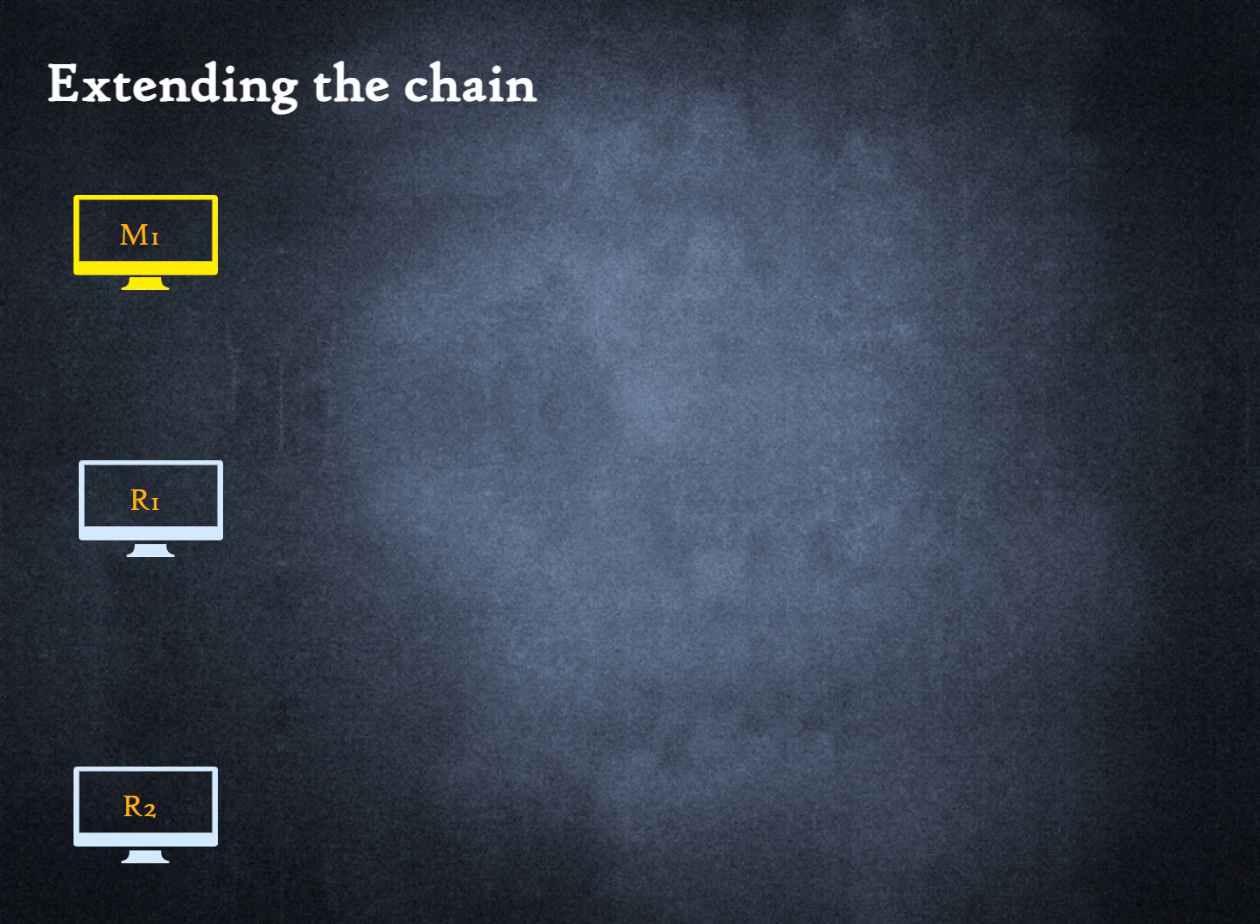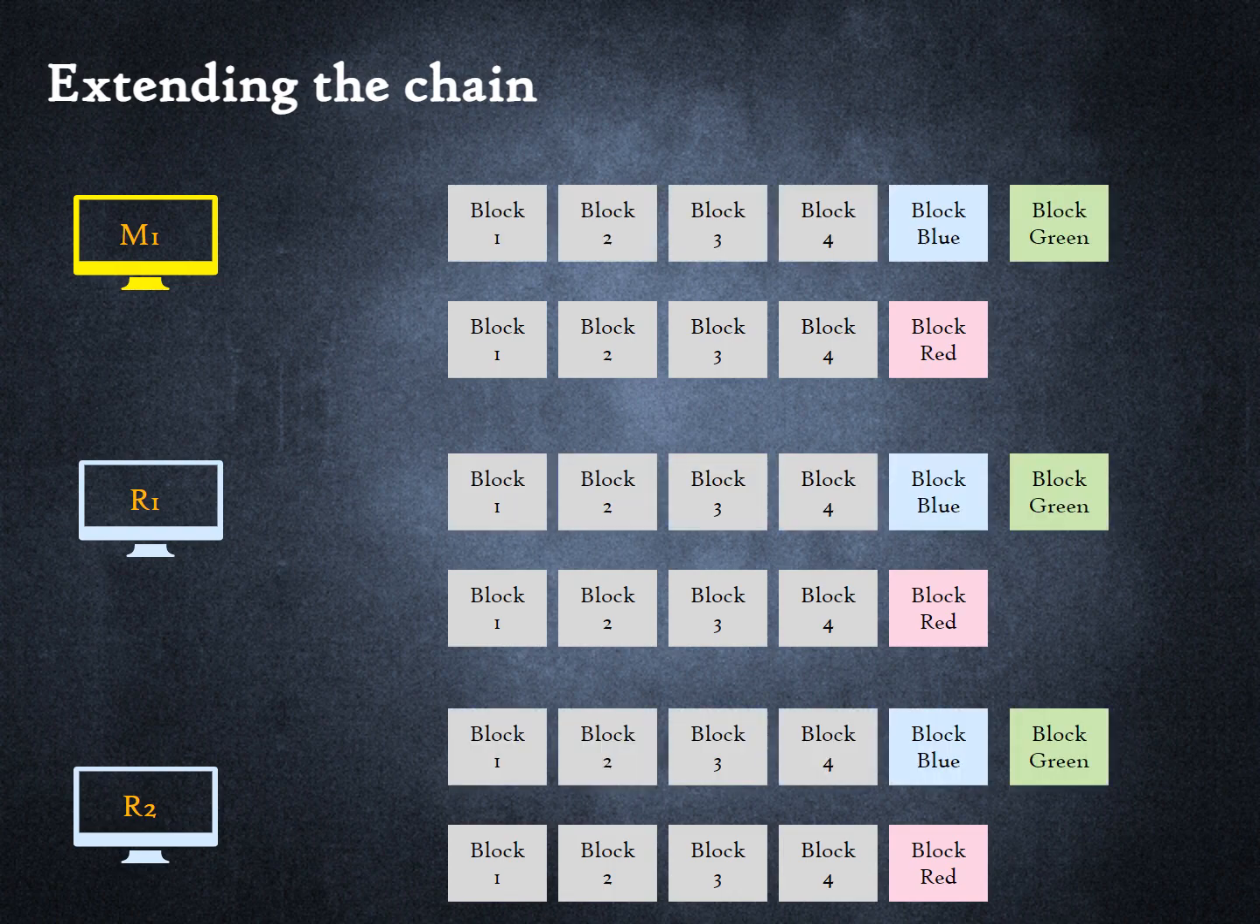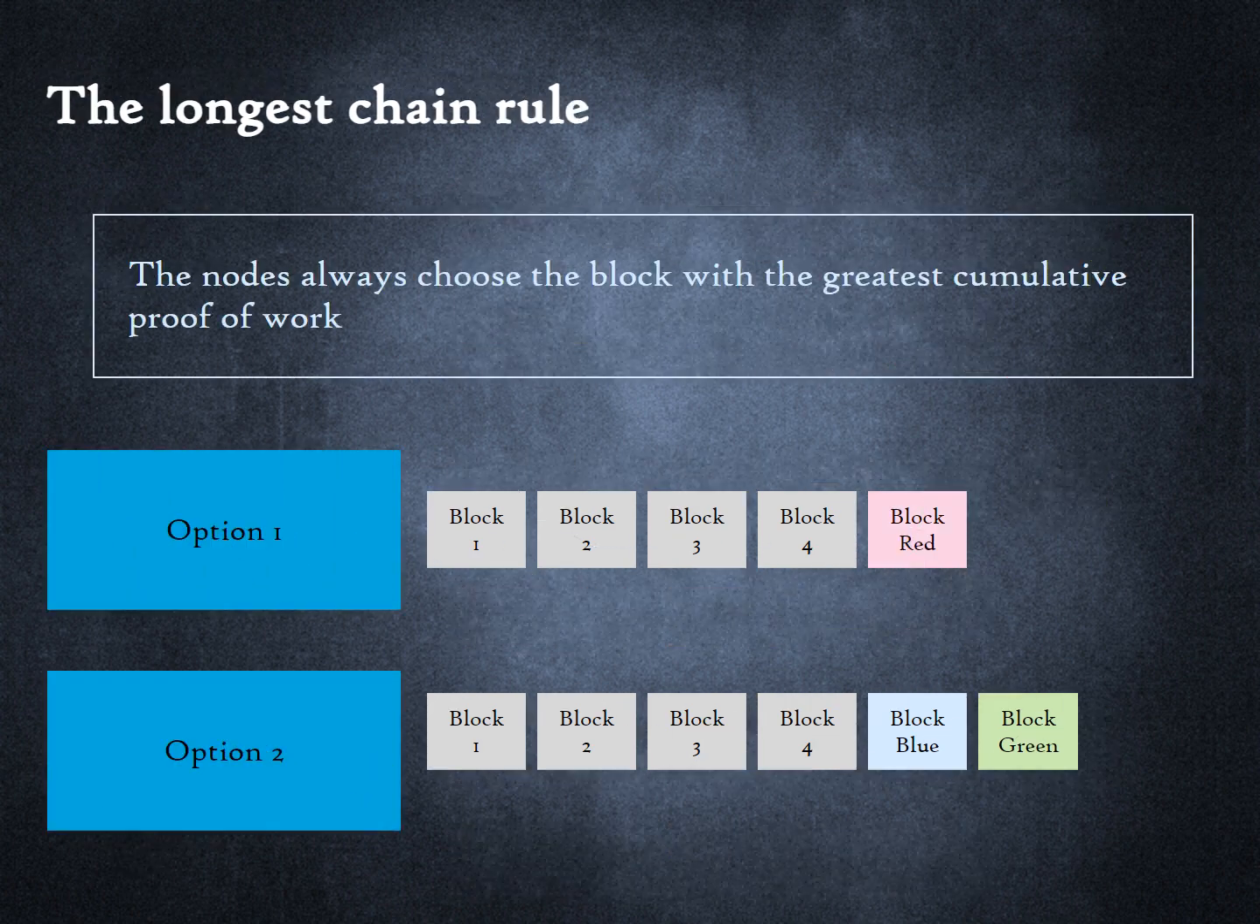Option 1 goes like this: Block 1, 2, 3, 4, red. Option 2 goes like this: Block 1, 2, 3, 4, blue, green. Since each node is independently keeping records, how should they choose? The network rule is that the nodes always choose the chain with the greatest cumulative proof of work. Option 2 has the greatest cumulative proof of work since it represents the cumulative work on 6 blocks as opposed to 5 blocks in option 1.